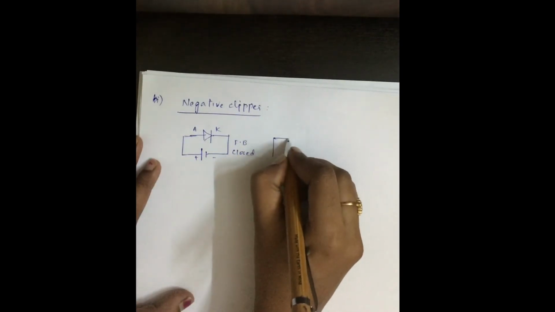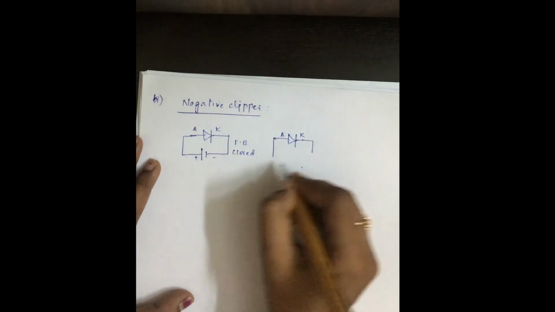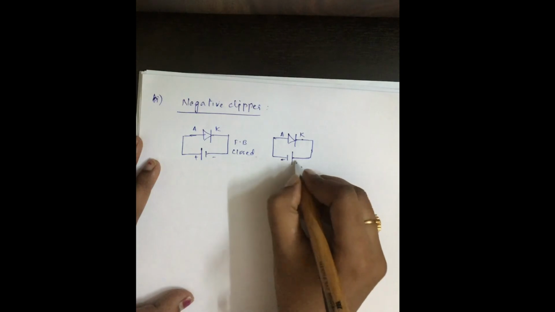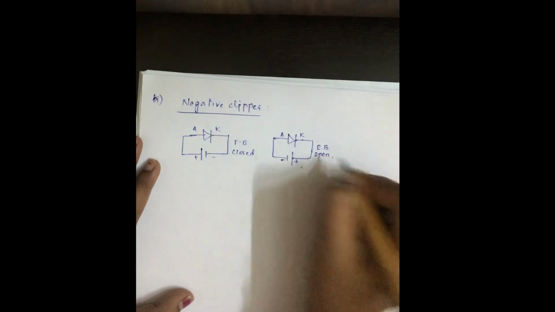Next is anode, cathode. Anode is less than the cathode, so this is reverse bias and the diode acts as an open switch.